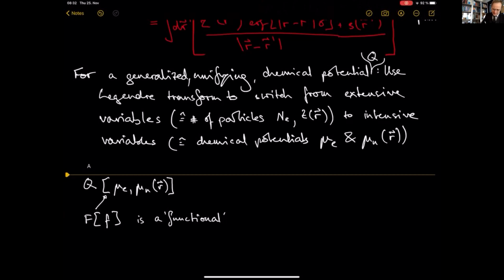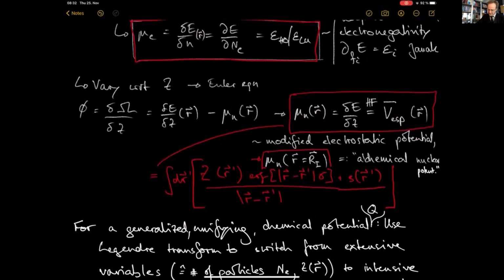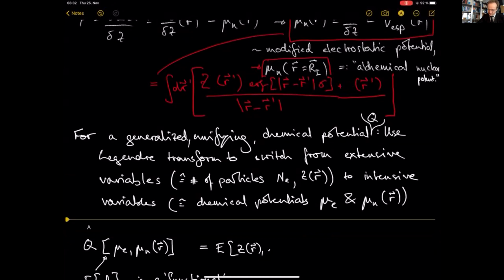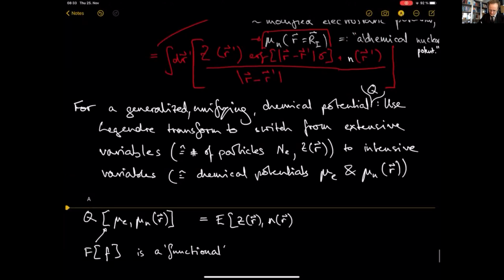Now this Q is, and now comes the Legendre transform, your energy, which is a functional of your nuclear charge distribution and your number of electrons, or let's make this even more explicit, of your electron density too. Now hang on, I'm sorry, we now used N for electron density, so let me rectify this. Here it should be N, right? So this is your conventional total potential energy. And now we use the Legendre transform.